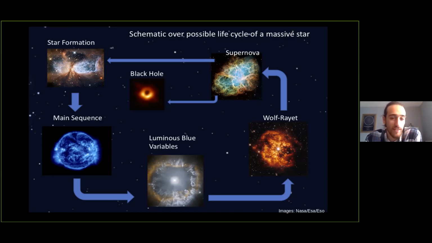And then if your star is massive enough, as in above 30 solar masses or something, it will first undergo a luminous blue variable phase, where it will expel most of its outer envelope, and then it will become a Wolf Rayet star. The Wolf Rayet phase is the last phase in the star's life before it goes supernova and becomes a black hole. And during this Wolf Rayet phase, the star will also have significant mass loss that can affect the mass of the remnant black hole.